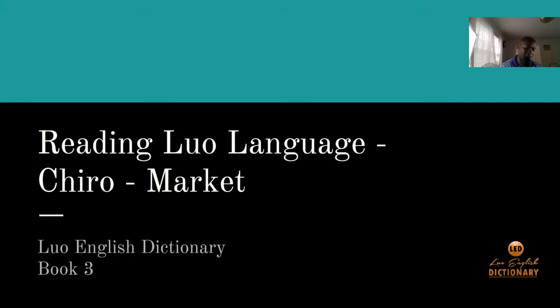We're just setting up to be live today, and this is the third episode, the Luo English Dictionary Book 3. We want to talk about the market, or Chiro, as it's commonly called. So the market is called Chiro, and we want to talk about the market today. I'm just setting up the live stream. In another 30 seconds, we should be up and running.